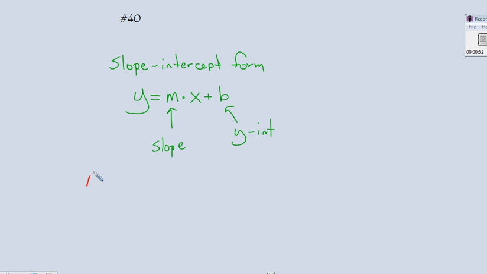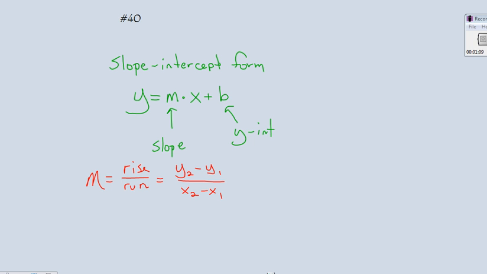Now I want to remind you, what does it mean to be the slope? To be the slope, that means that you're m. That means that you are the formula, you are rise over run. That means that you are y sub 2 minus y sub 1 over x sub 2 minus x sub 1.